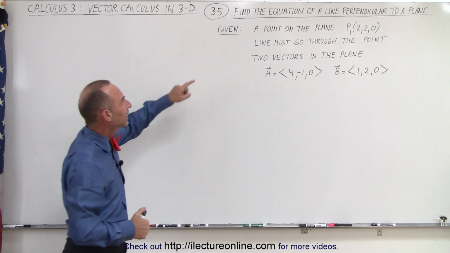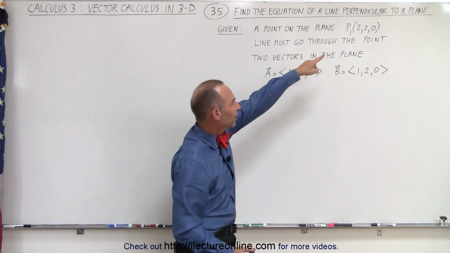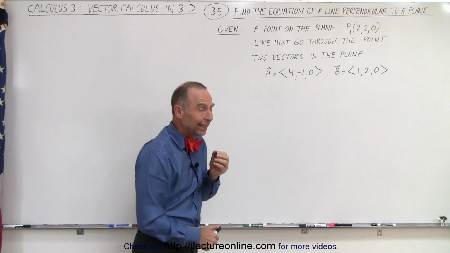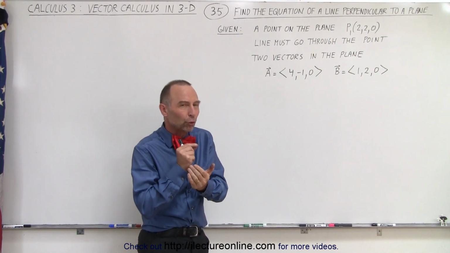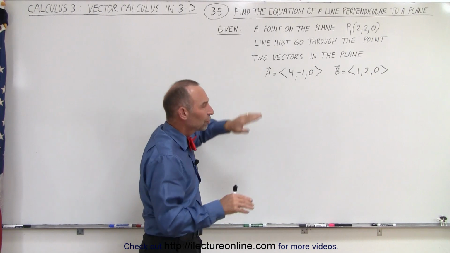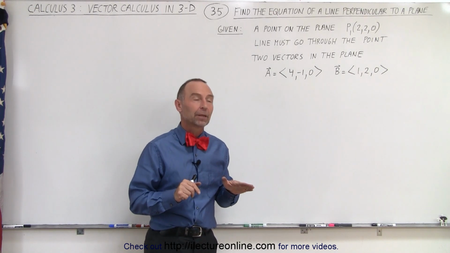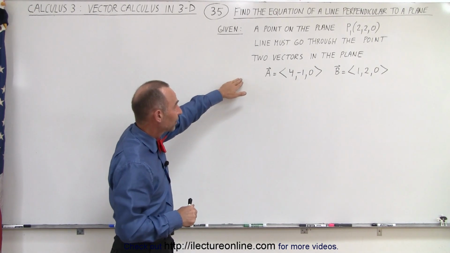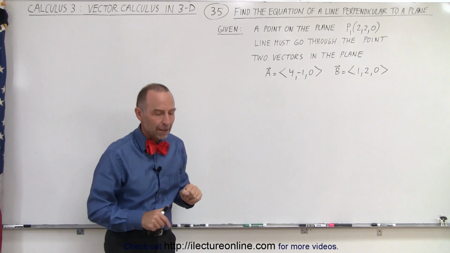First of all, they give us a point on the plane, defined by that right there. And they tell us that the line must go through that point. Also, they give us two vectors which are in the plane. And so they're defined by the vector A and by vector B.